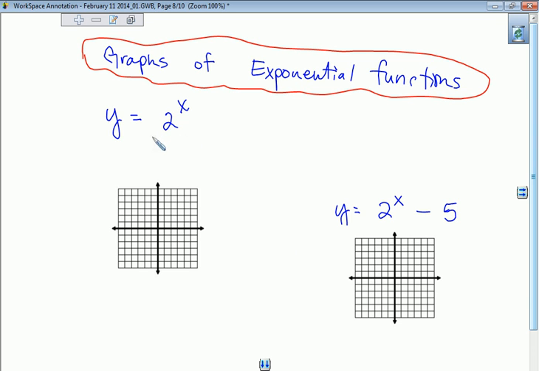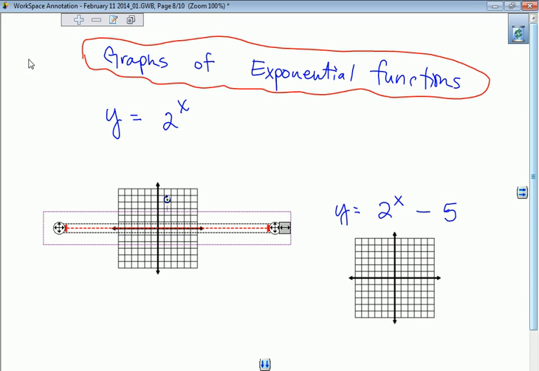All right, we learned how to graph exponentials last year. In my class, the very first thing you do is graph the asymptote. If there is no shift to the exponential, the asymptote is where? Right here, the x-axis. So that's the first thing we're going to do, graph the asymptote.